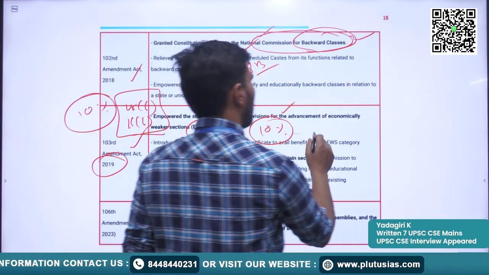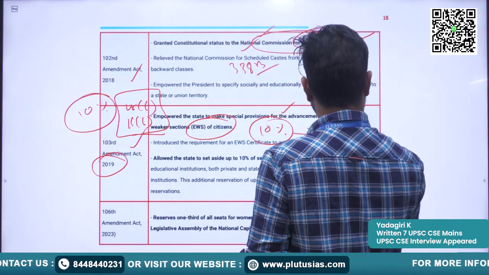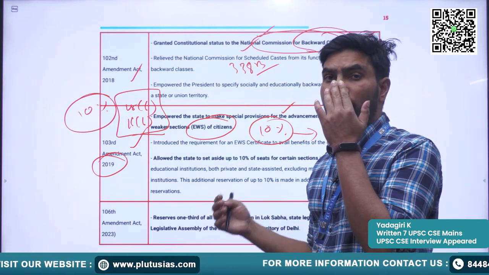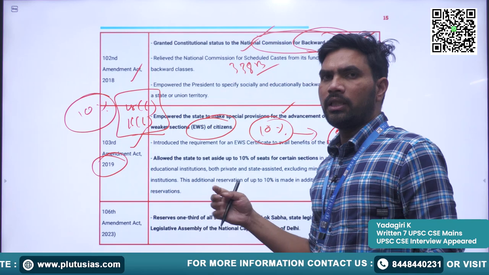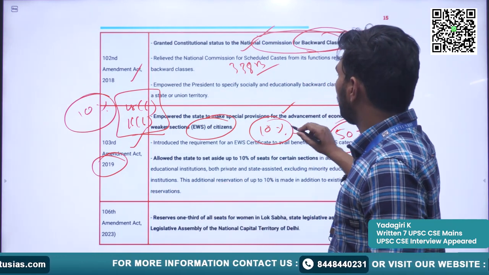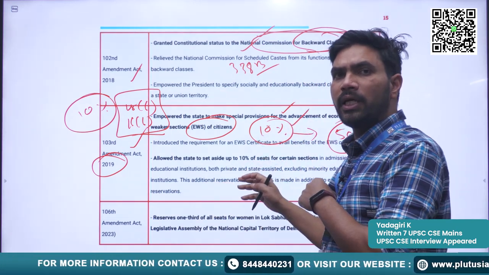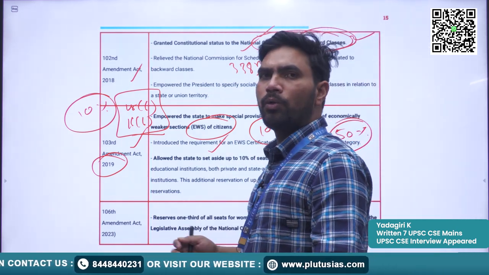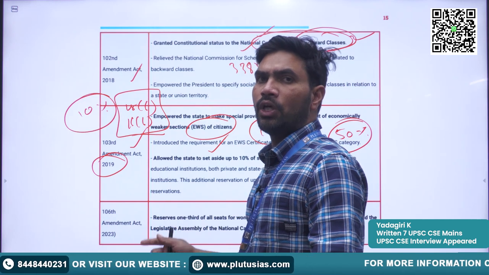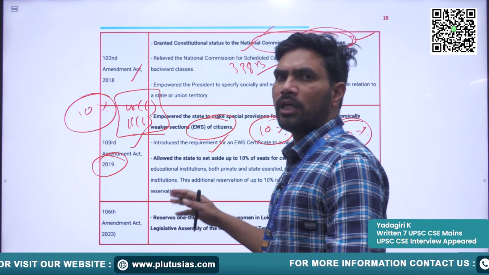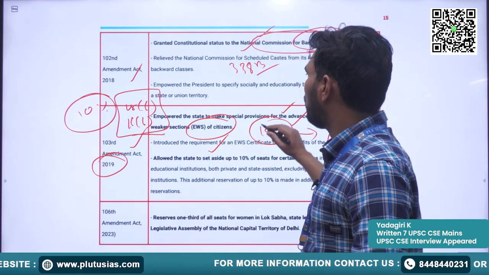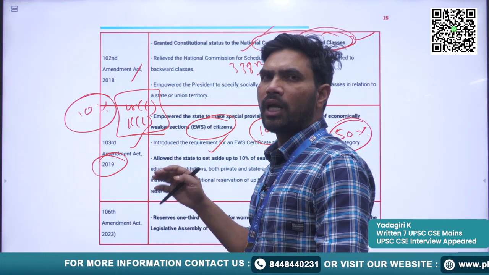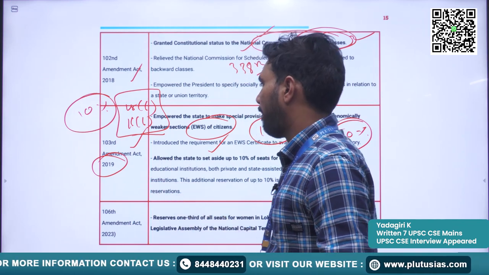So it is over and above the present cap prescribed by the judiciary in the Indira Sawhney case. Basically, this amendment is breaching that 50% limit. However, the Honorable Supreme Court accepted this reservation. So at present there is no problem for this reservation because it has been reviewed by the judiciary and this particular reservation has been upheld by the judiciary. Right.